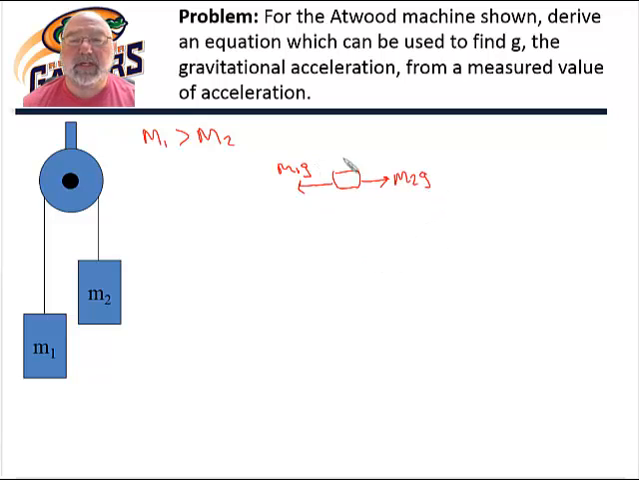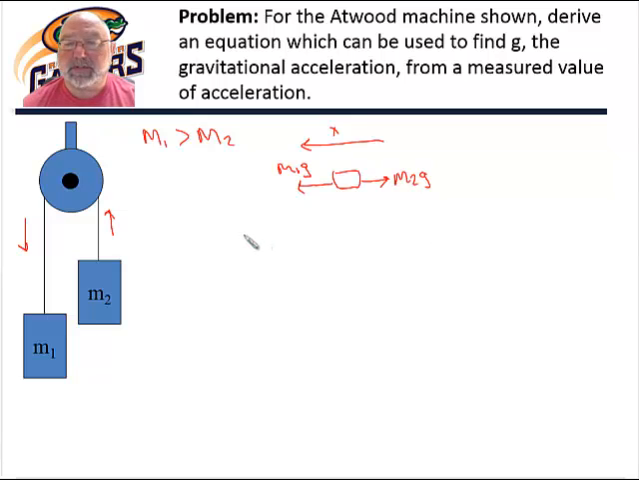If we are assuming that mass 1 is greater than mass 2, that means that mass 1 is going to go down, mass 2 is going to go up, and that's the direction of motion. That's also going to be the direction of my positive x-axis. That way my acceleration will be in the positive direction. It just makes the math a whole lot easier if we work this out.